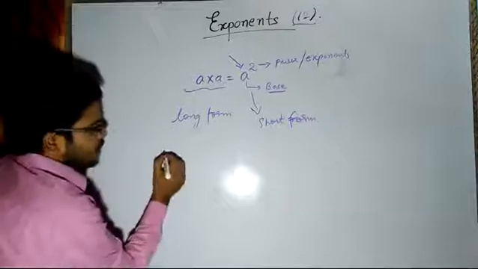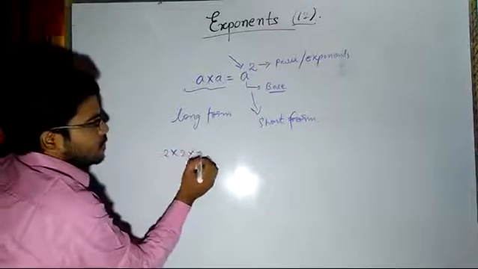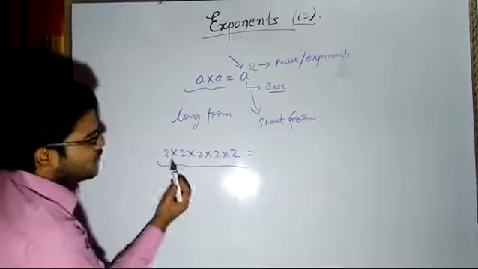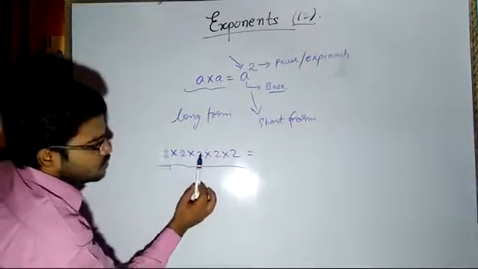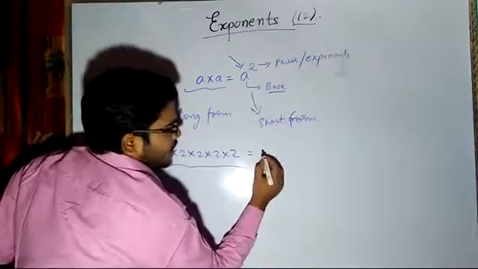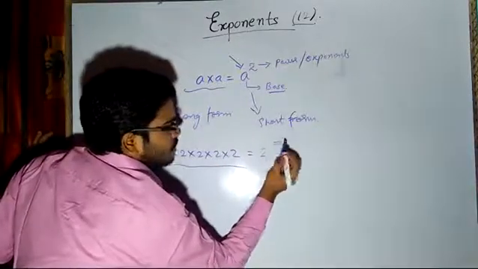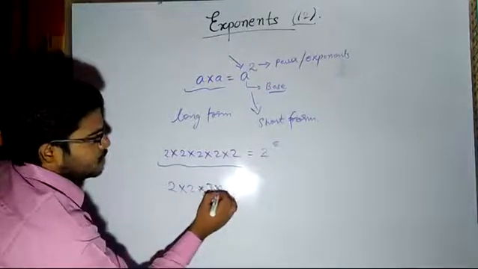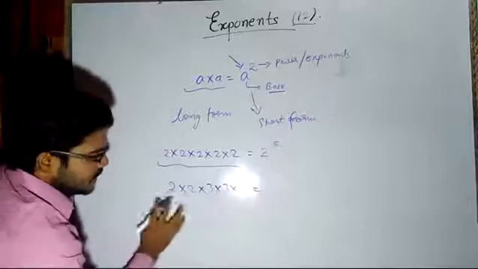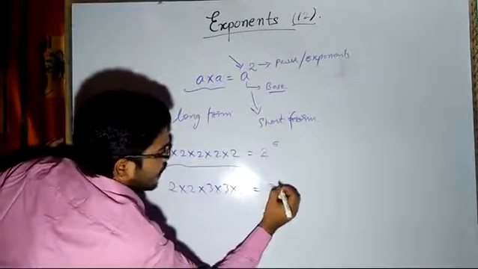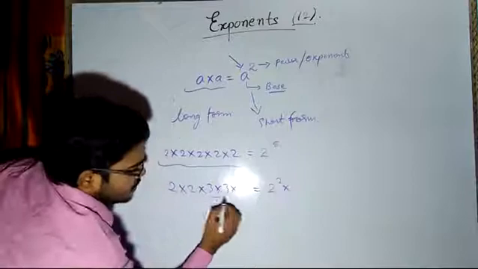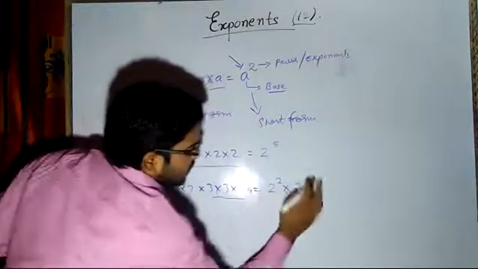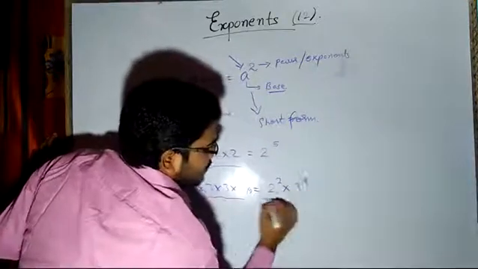Suppose I have a number 2 multiplied by 2, then this is the long form. How many times 2 is multiplied? 1, 2, 3, 4, 5. So I can write this as 2 raised power 5. If I have like 2 multiplied by 2 multiplied by 3, 3, 3, then this can be written as 2 raised power 2 multiplied with 3 raised power 3. If I have one more 3, then I can write this as 3 raised power 4.